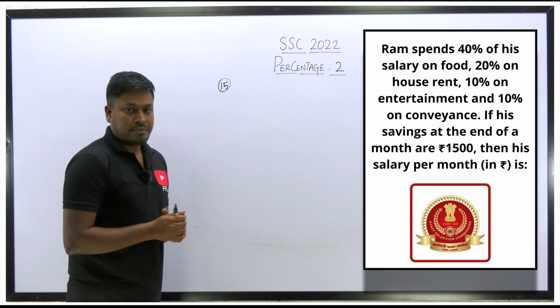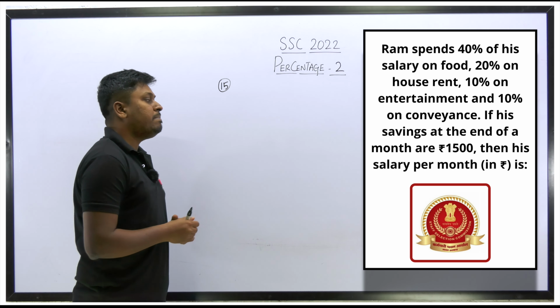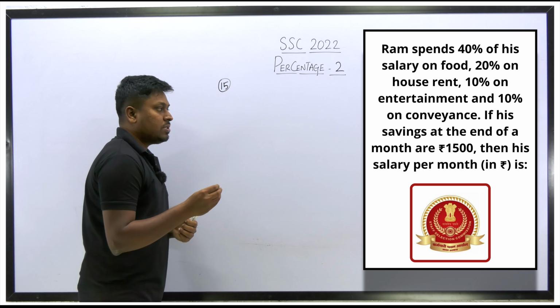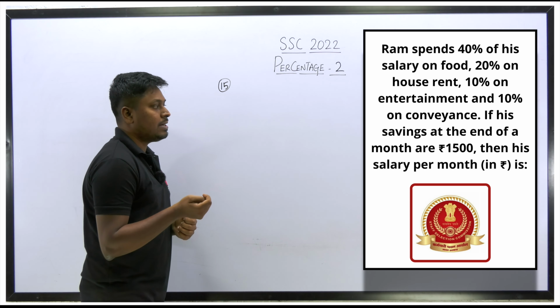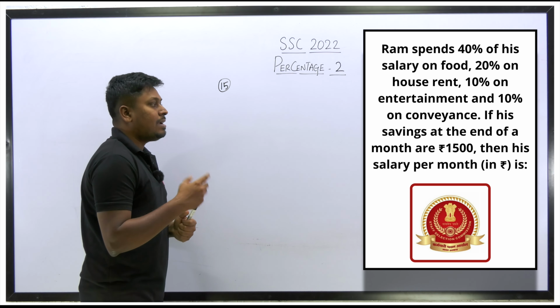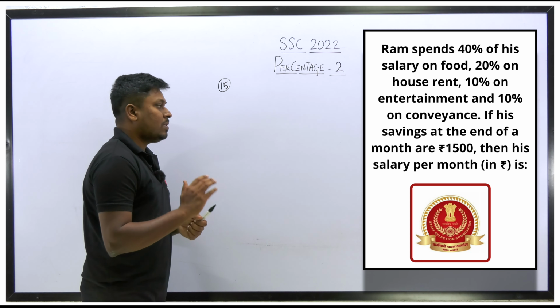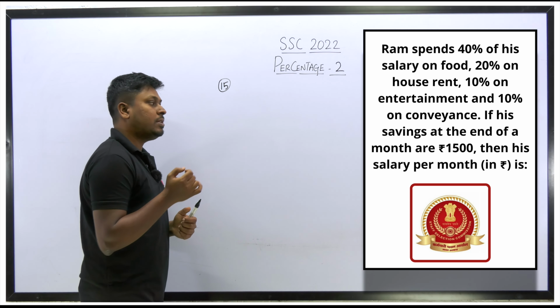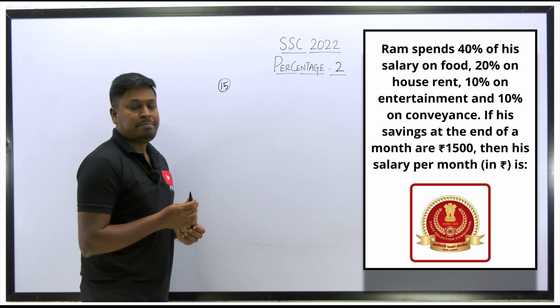So question number 15. Ram spends 40% of his salary on food, 20% on house rent, 10% on entertainment and 10% on education. If his savings at the end of the month are 1500, then his monthly salary is?